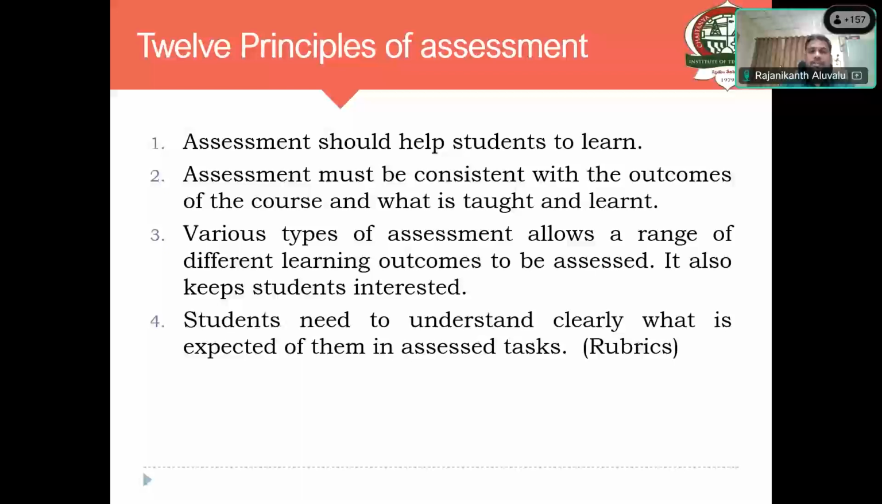The first basic principle says assessment should help the students to learn. Keep this as a goal. When you decide to conduct some assessment, like a quiz, a role play, a presentation, a poster presentation, or maybe an assignment or an open book examination, first you get convinced yourself whether this assessment is going to help the students to learn. If not, do not go for that particular assessment.